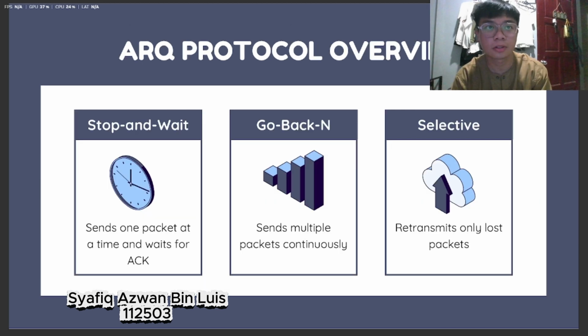Let's take a quick look at the core differences between the protocols we are studying. First, we have stop and wait, which is the simplest form. It sends one packet at a time and must wait for an acknowledgement before sending the next. Next is go back N, which improves efficiency by allowing the continued transmission of multiple packets. Finally, there is selective repeat, which is the most efficient of the three in terms of retransmission, as it specifically retransmits only the packets that were actually lost.